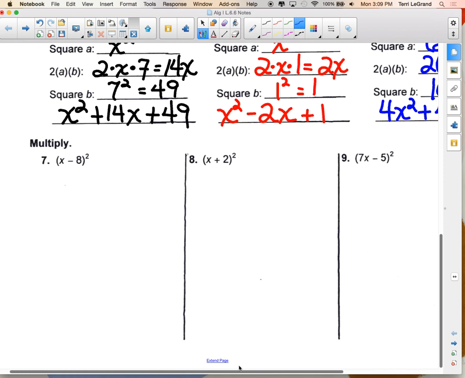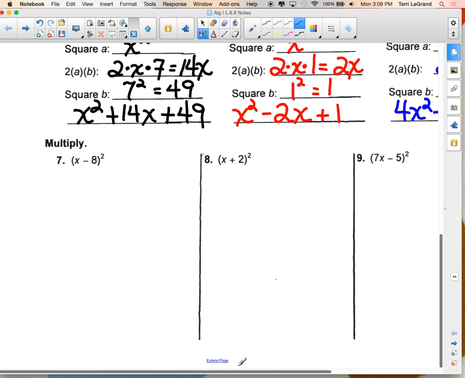Okay, can we use this shortcut for number 7? Yes, because it's a binomial times itself. So if you don't want to write down what A and B is, I'll let you leave that part out. Maybe by now you've got that down. You could say, I have to do 3 multiplications though, right? So we have to square x. We have to take 2 times x times 8. And we have to square 8.